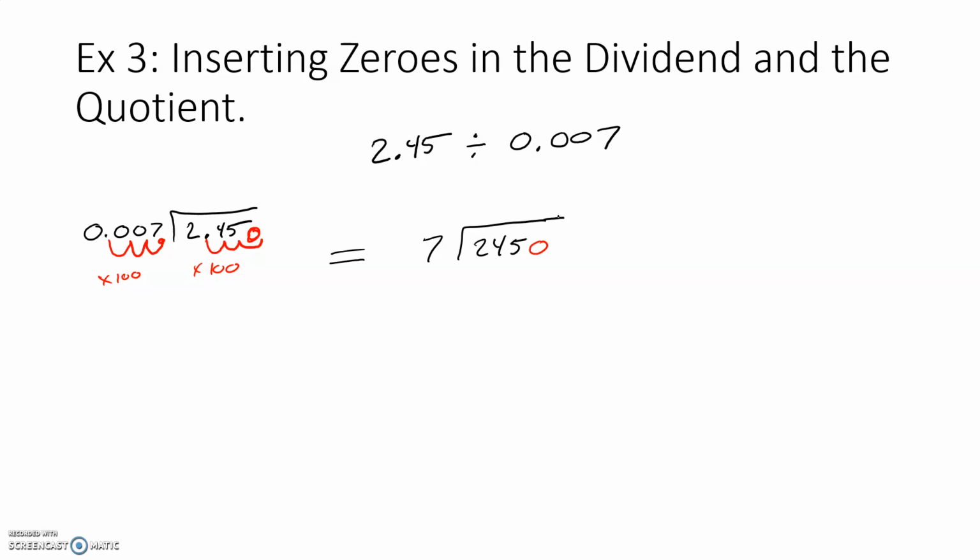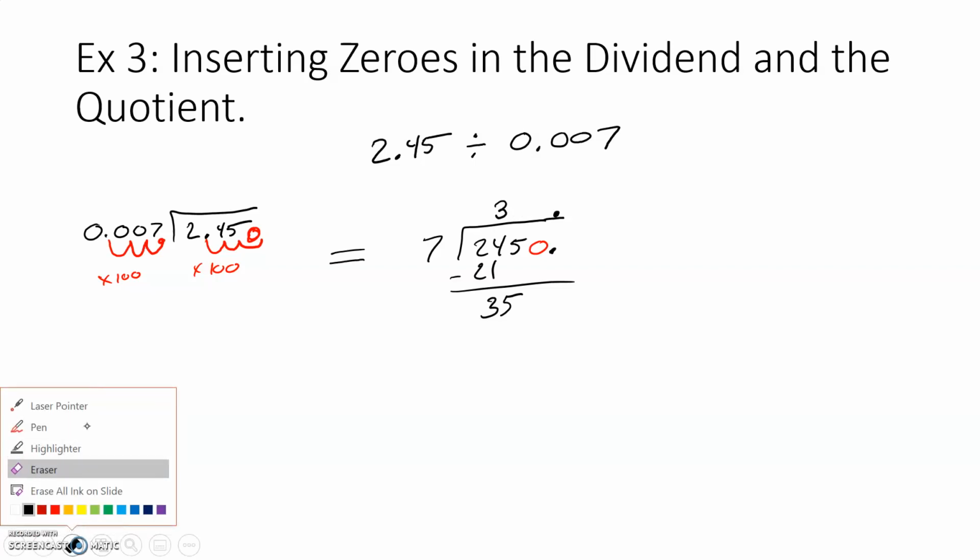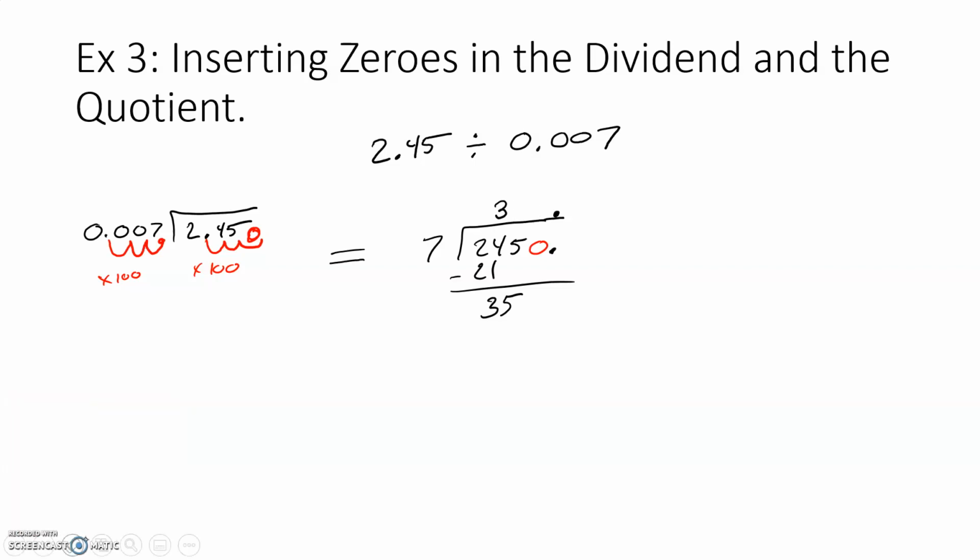All right, so now I can divide. 7 goes into 24. My decimal is going to be right here. That's my decimal. That's my last whole number. So I've got to keep going until I get every whole number covered. All right, so 7 goes into 24 3 times. 21. Subtract, bring down the 5, and 7 goes into 35 5 times. Okay, and that's 35, and I have 0.